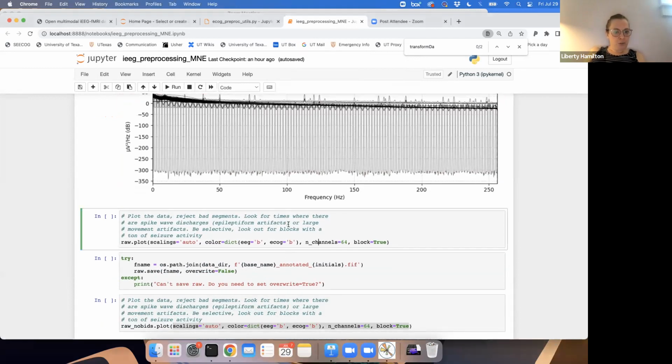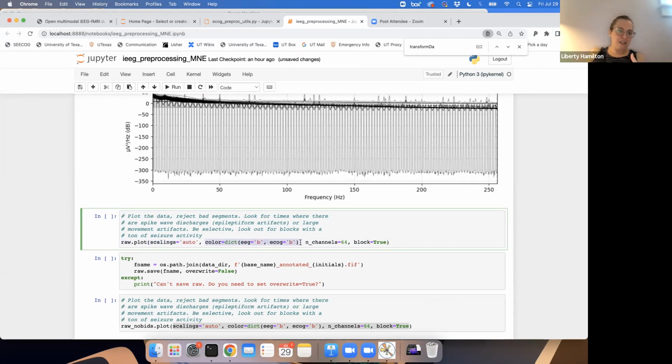So if we do then want to plot the data and look for bad time segments, then we can use this feature, which is raw.plot. And I've added a bunch of keyword arguments to this. You could just do raw.plot like that, and this would work just as well, although the scalings are often slightly off. And so I like to do scalings auto.